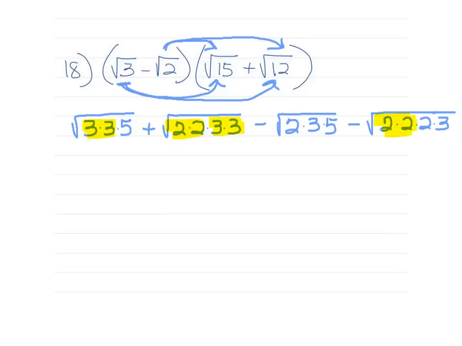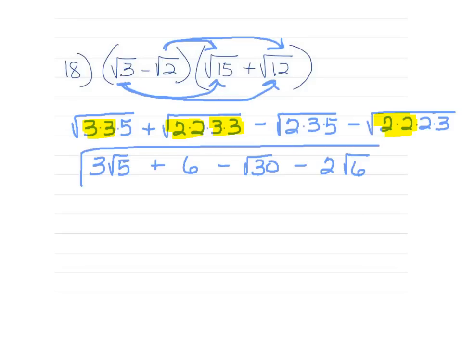All right, so here we go. This would be 3 radical 5 plus 6. Nothing stays within the radical symbol there. This would be radical 30. It doesn't have a perfect square as a factor, so that is simplified. And this would be minus 2 radical 6. None of these terms have like radicands. They're not combinable, so that is my solution.